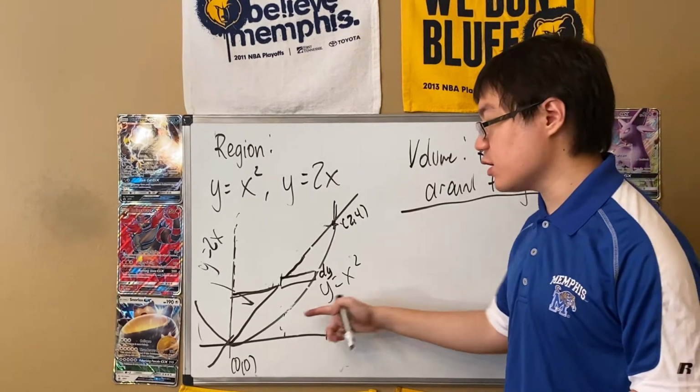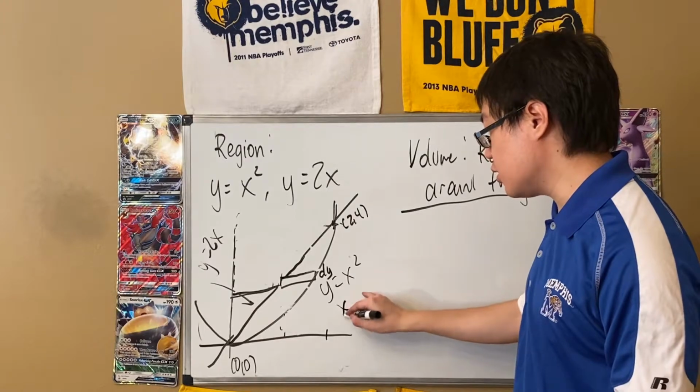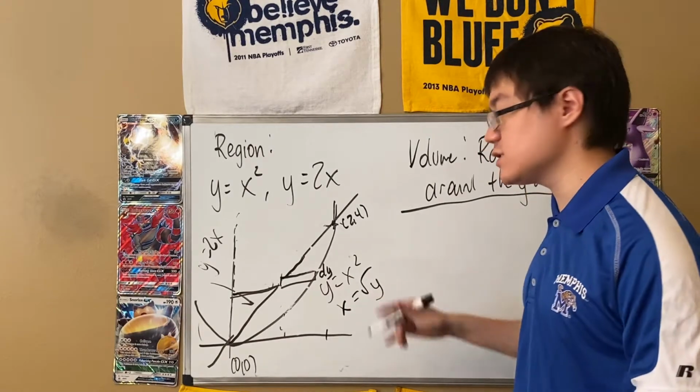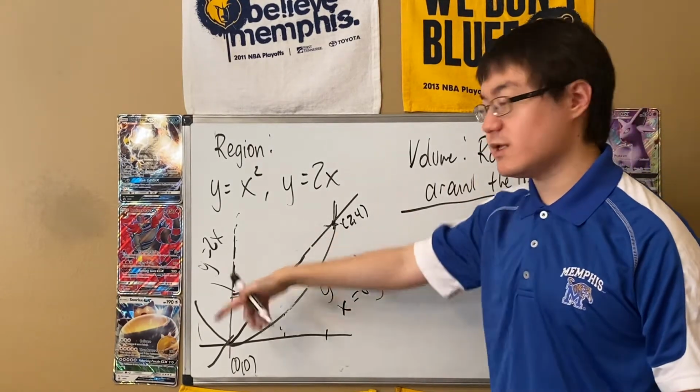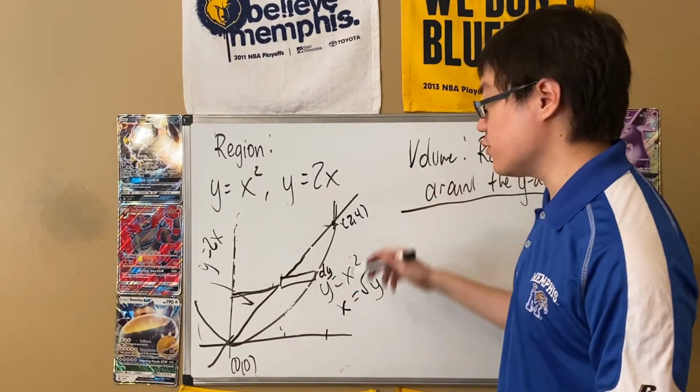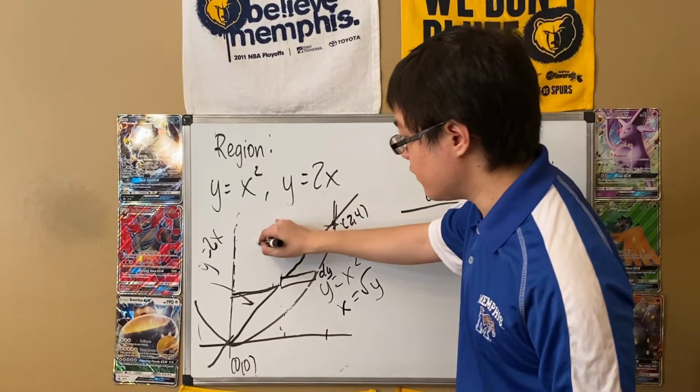So instead of calling this parabola y is equal to x squared, I'm going to call it x is equal to the square root of y. I solve for x. Same thing with this one. Instead of calling this line y is equal to 2x, I'm going to call it x is equal to y over 2.